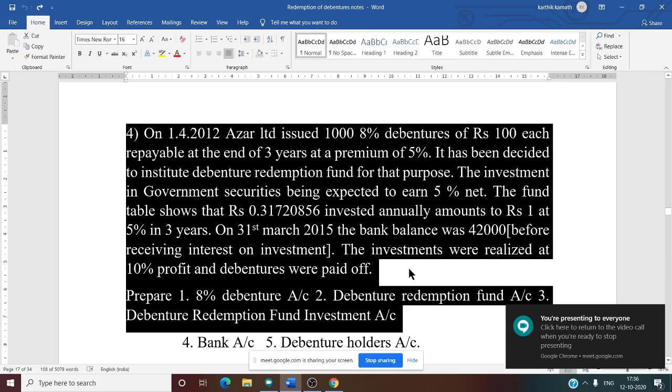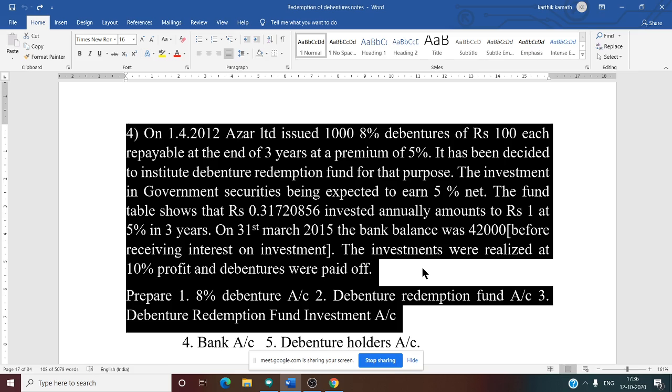Yes. Now the next one. It has been decided to institute a debenture redemption fund for that purpose. Okay, a sinking fund we need to do. The investment in government security is expected to earn 5% net. Okay, so the interest rate is also mentioned, that is 5%. The fund table shows 0.31720856 invested annually amounts to rupees 1 at the end of 3 years, that is in 3 years at 5%.